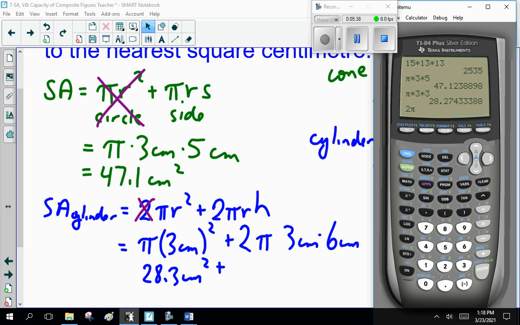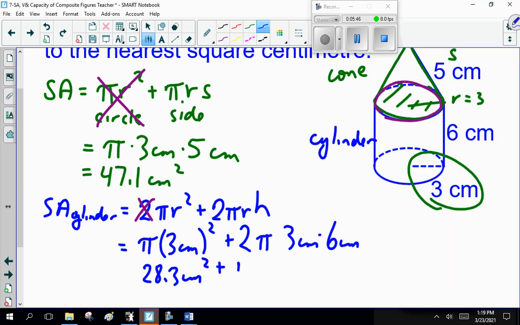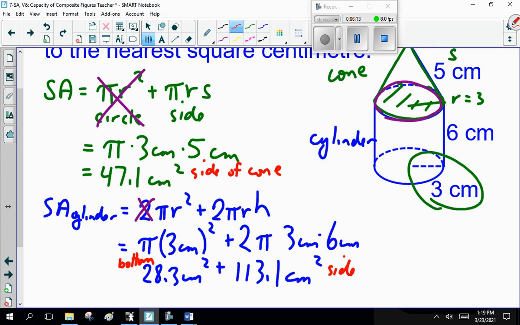Pi times 3 times 6, 113. Well, actually 2 times pi times 3 times 8 is 150.8. So we've got the bottom and the side. This is the side, this is the bottom, and this is the side of the cone. Am I missing any bits? I hope not, because it's embarrassing when I do this in a video.